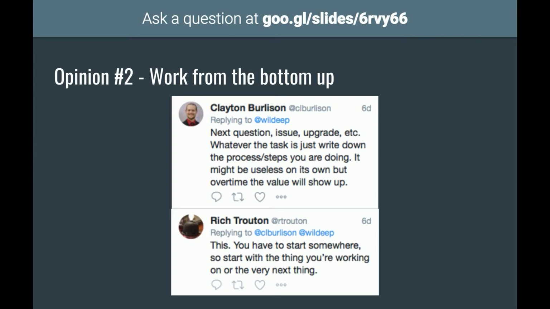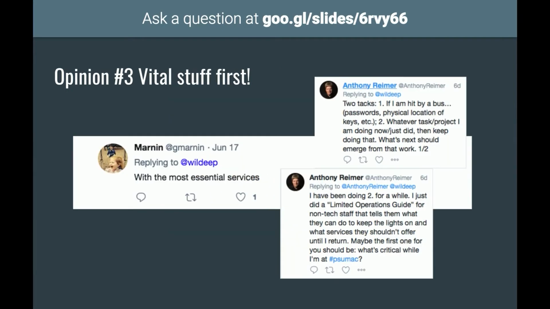A third opinion started to appear as well. It wasn't just top down or bottom up. The third opinion, from some other very respected people, said you should concentrate on the stuff that keeps your paycheck coming in, the stuff that's most important to your business or your group, whatever it happens to be. Concentrate on what's vital. How do we keep the lights on? How do we make sure that we get to come back to MacAdmins? How do we make sure that other people can deal with the super important stuff while we're away? Not very surprising, right? These results.